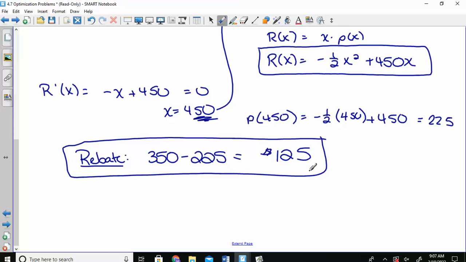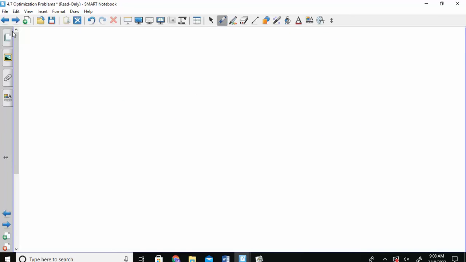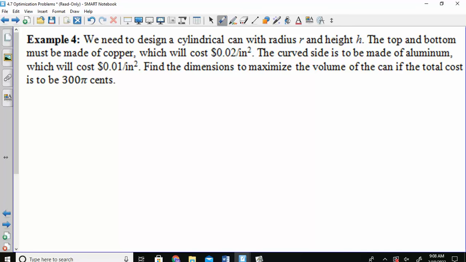Questions there? So these revenue, price, demand problems, the math isn't so hard, but you have to think a lot. Am I talking about revenue or cost or price? So we have to pay close attention to what we're doing here.